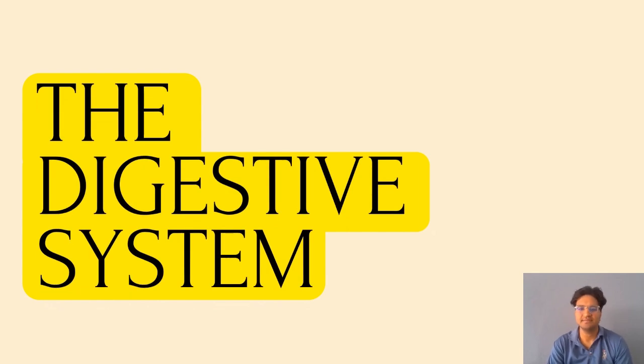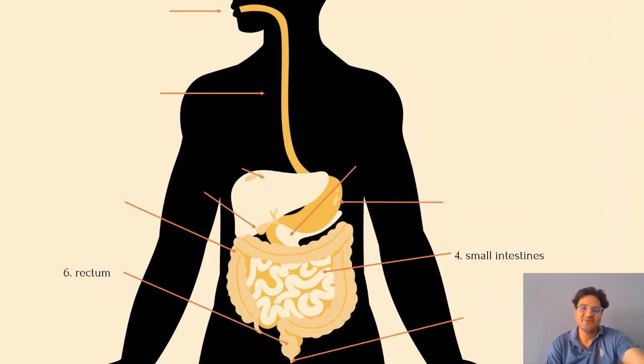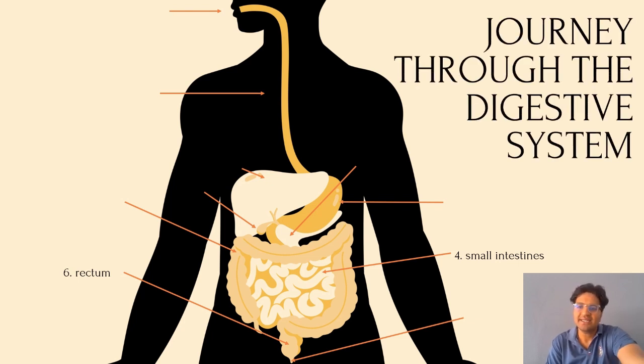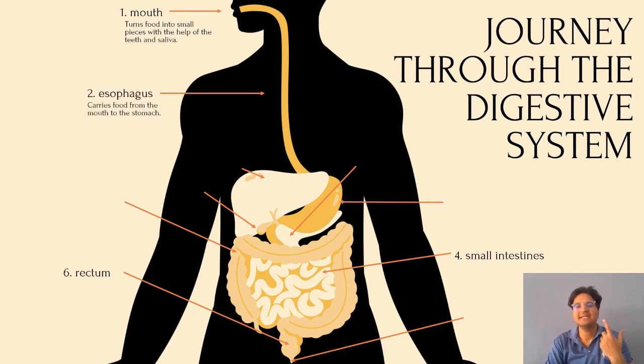First, we are going to study the digestive system. Here is an example for you. As you can see, it starts from the mouth and finishes at the rectum downside. The journey through the digestive system begins when we eat something and it goes into our mouth. The food turns into small pieces with the help of teeth and saliva. Then it passes through the esophagus, which carries the food from the mouth to our stomach.